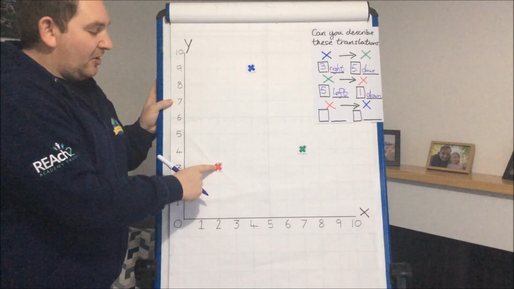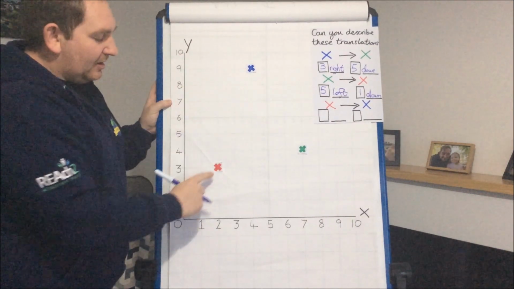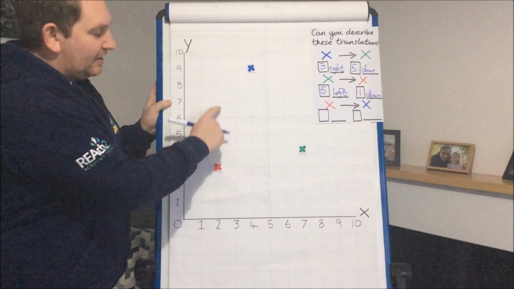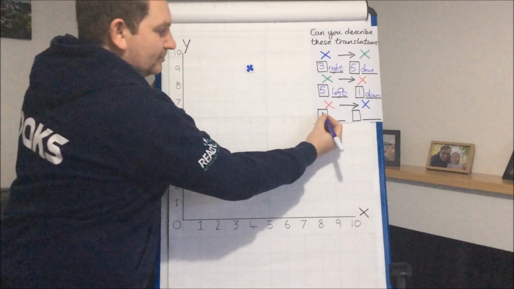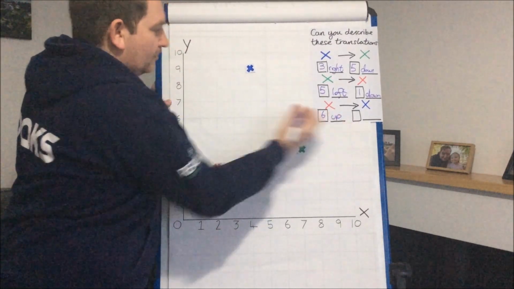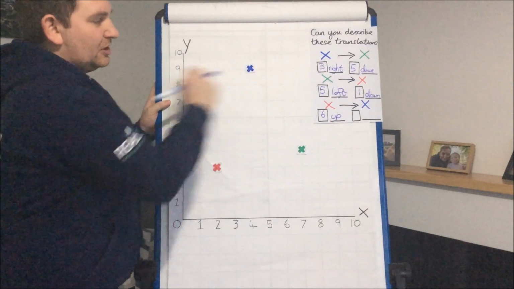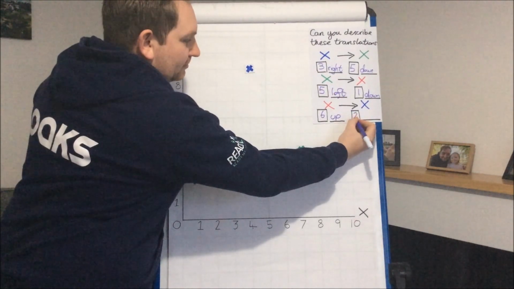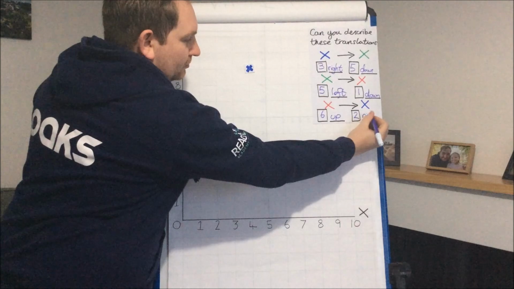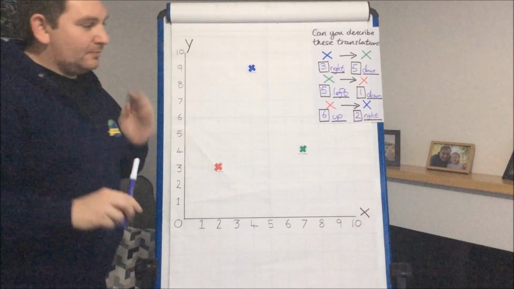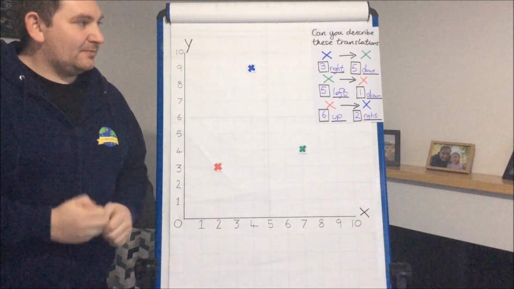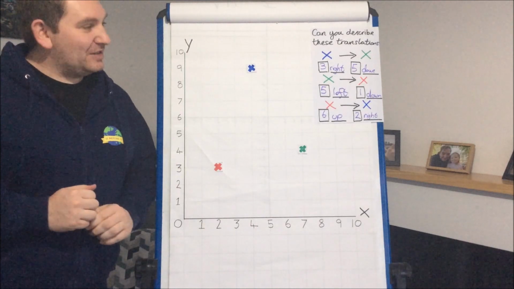And then finally from our red point back to our blue point, we go 1, 2, 3, 4, 5, 6 up, and then we move 1, 2 to the right. Congratulations if you got them all correct.